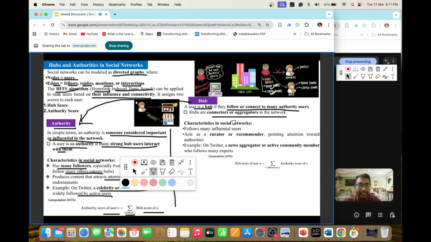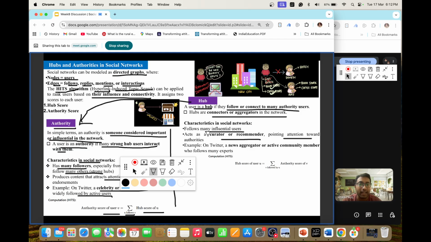Hubs are connectors or aggregators in the network. Characteristics: they follow many influential users, and act as a curator or recommender, pointing attention towards the authorities. They are curators or recommenders because whenever they follow any authority, they are actually recommending them to their own followers, or to some people they are influencing.